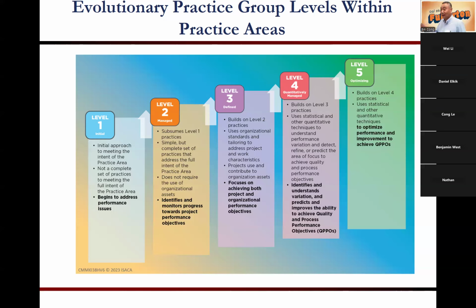So level four is quantitatively managed. Level four, basically, now we use a more scientific way, using a statistical approach to manage our work. So we try to understand if there's an issue or not. Instead of relying on experience and past lessons learned, we use data. Let me give you an example. Suppose you're doing testing, right? Independent testing. The defect density is per 1,000 lines of code.